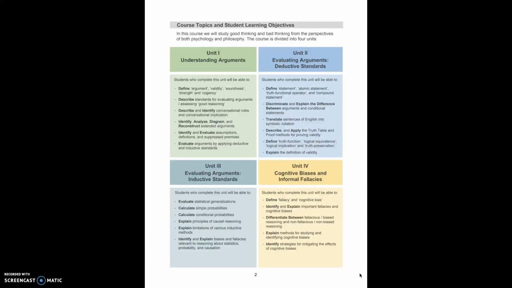Page number 2, we have the course topics. The thing to note here is just that the course is divided into 4 units. Maybe read through this and get a sense of the kinds of things you're going to be learning, but you'll see this page again towards the end of course, and it'll make a lot more sense once you've actually learned all of these things.